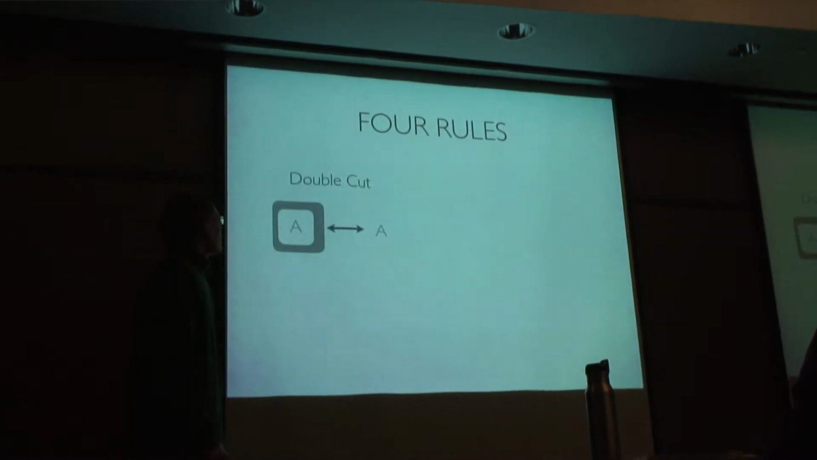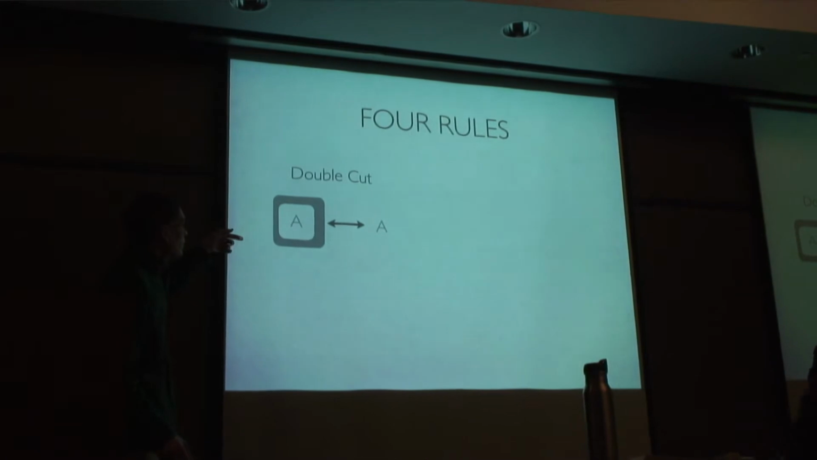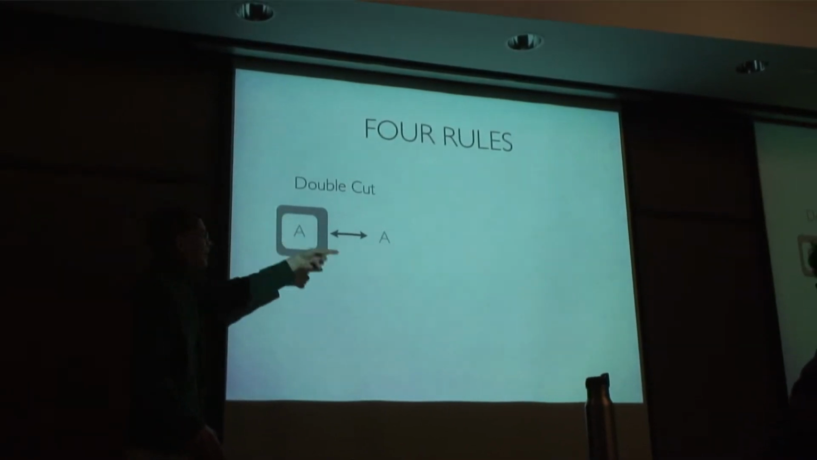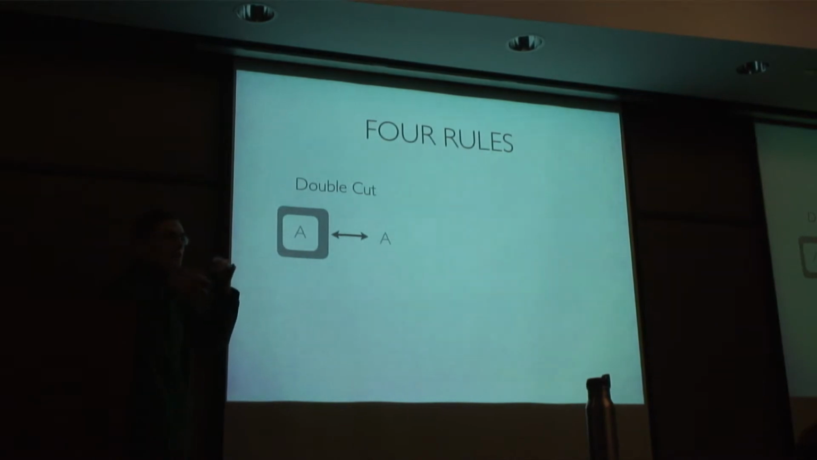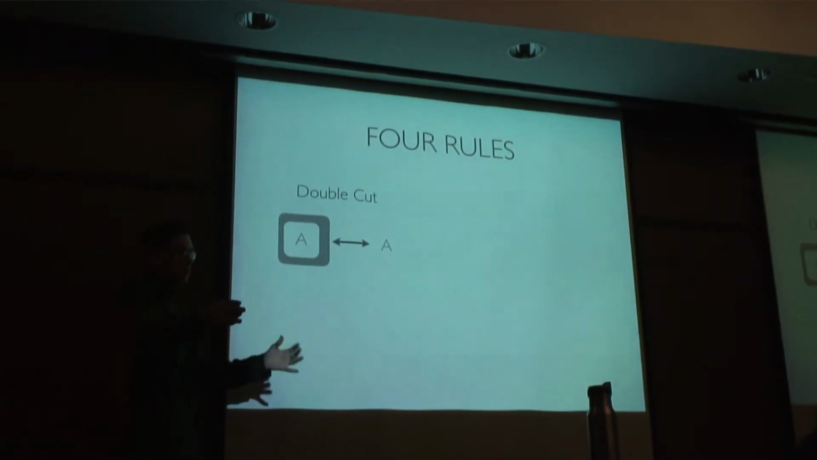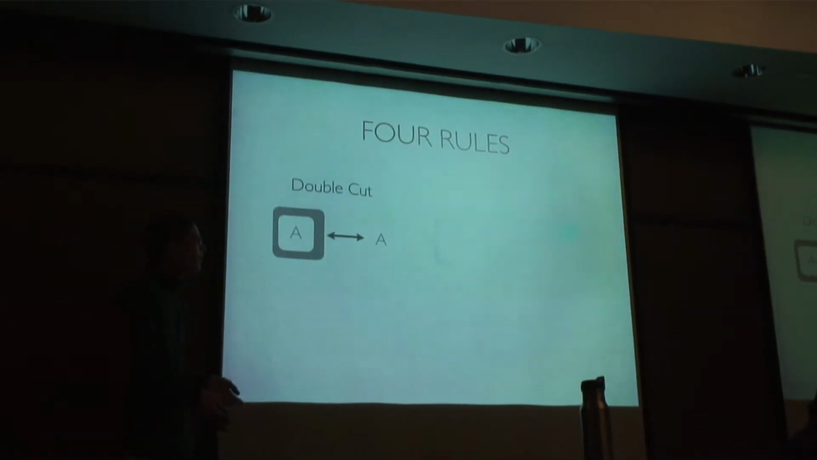Okay. So anyway, first rule, double cut, it's reversible. So you can say that A is equivalent to A inside of two cuts, and A can be any premise or group of premises or a cut or multiple cuts or whatever.